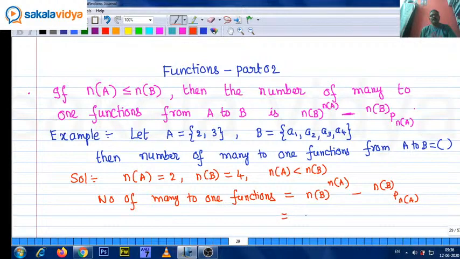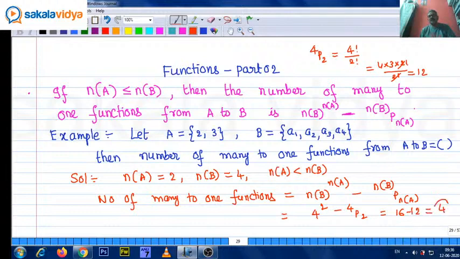n(B) equals how much? 4. This is 4 squared minus 4P2. So 4P2 equals 4 factorial by 2 factorial, which is 4 into 3 into 2 factorial upon 2 factorial. 2 factorial cancels, giving 12. This is 16 minus 12. So the answer is 4.